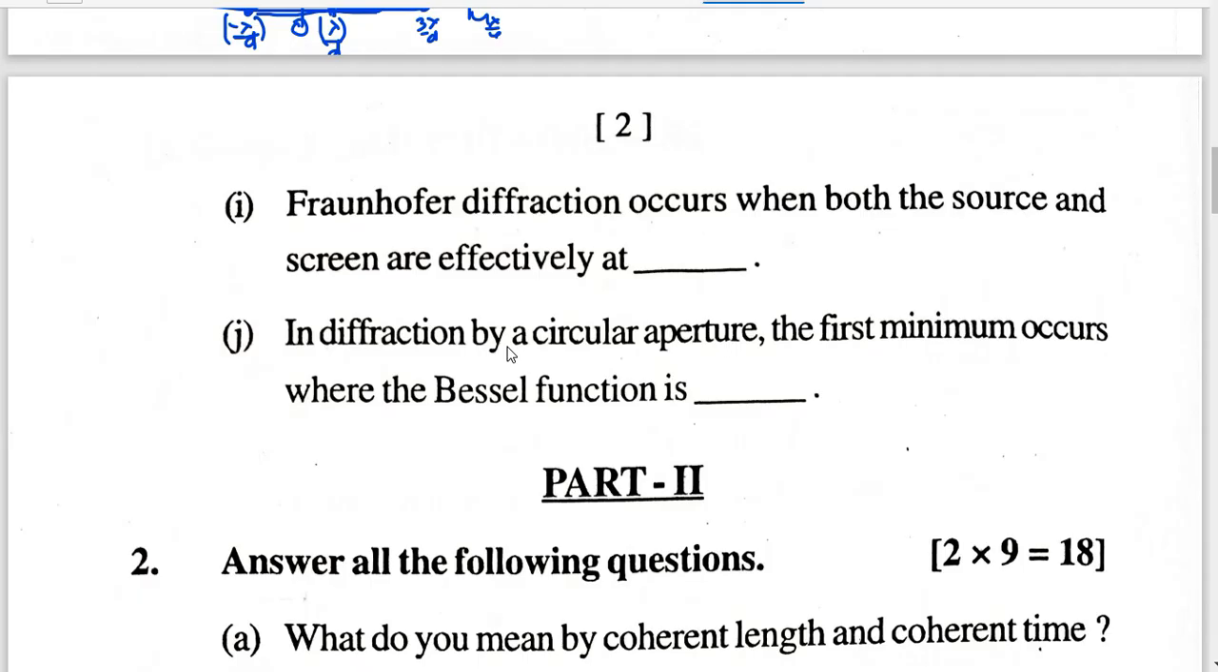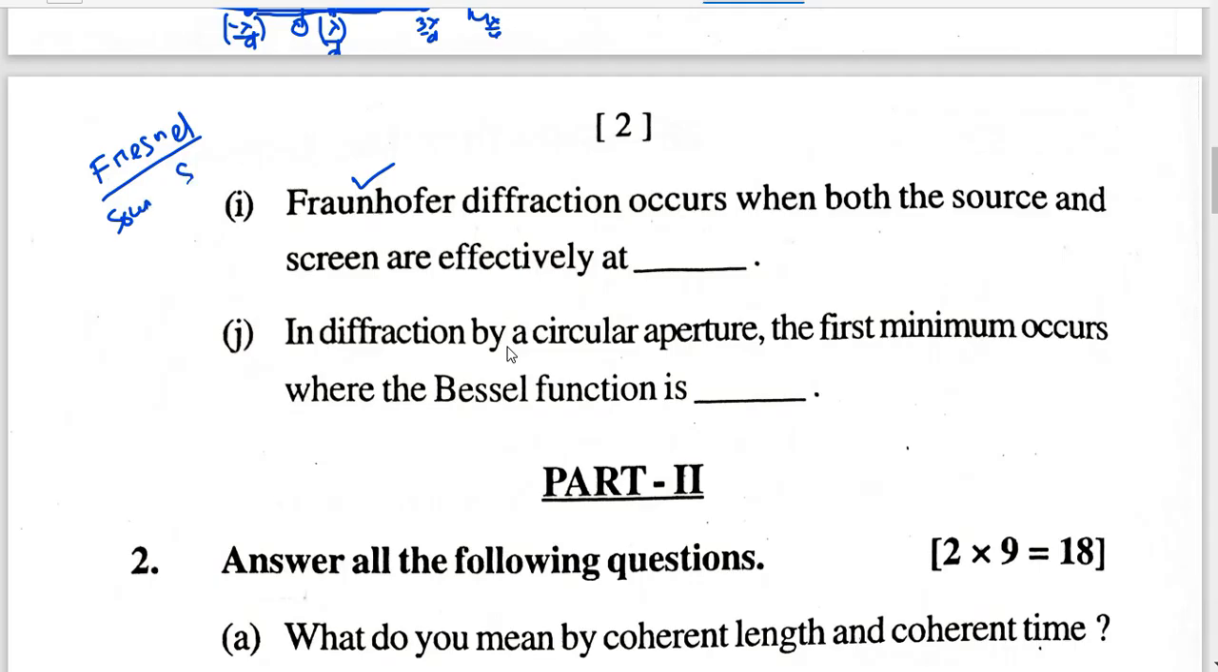Normally, diffraction is basically the bending of light around the corners of an obstacle. Diffraction is basically of two types: one is Fresnel, another is Fraunhofer. In Fresnel diffraction, the source and screen are at finite distances or nearby each other. But in Fraunhofer diffraction, the source and screen are at infinite distances.